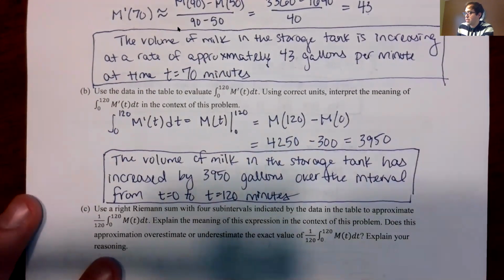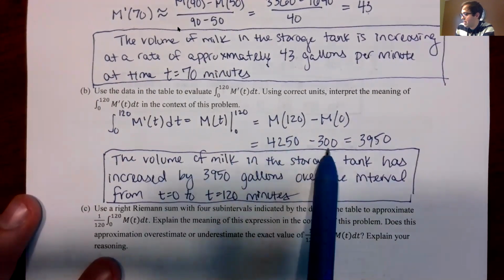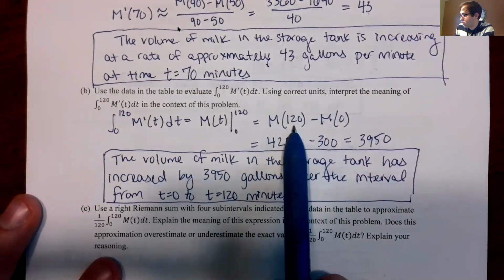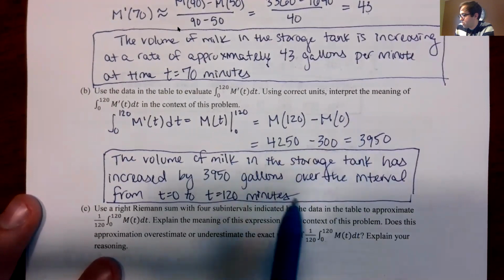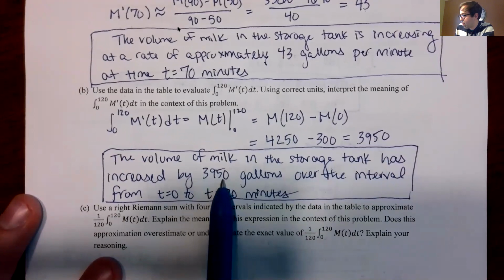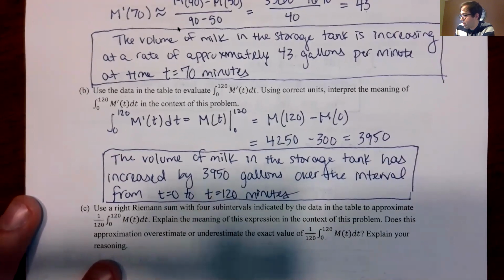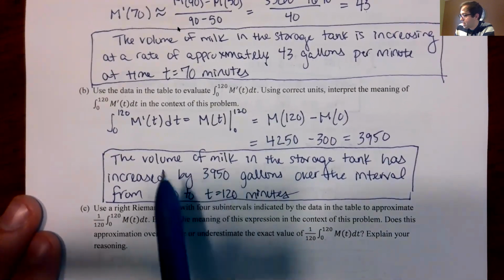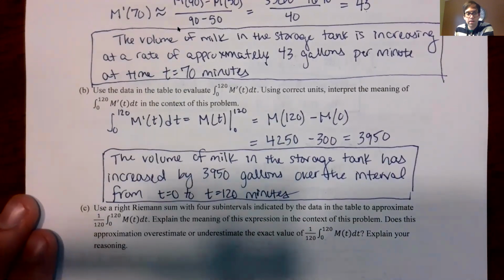All right, so you can see that that's really what our math did, right? It found the difference between 120 and 0. So it's finding that we increased by 3950 gallons over the interval, okay? We didn't take an initial condition into account in that question.